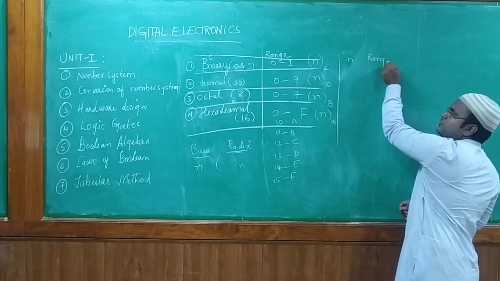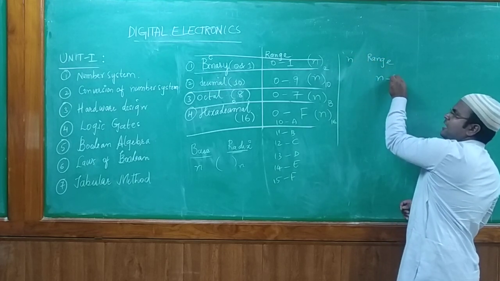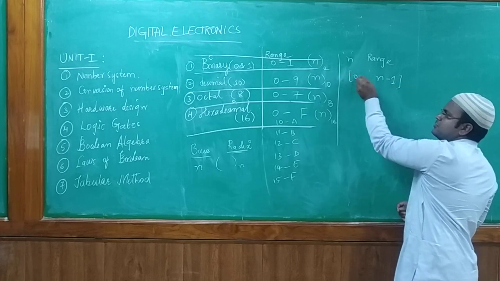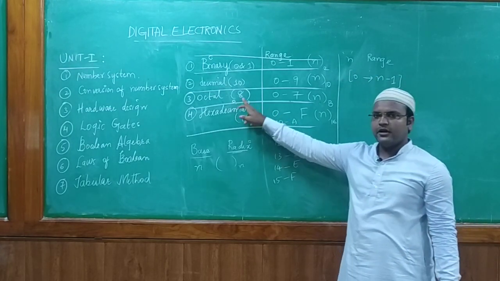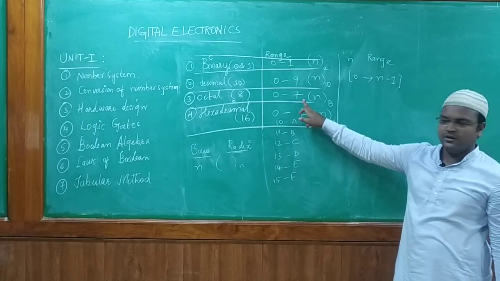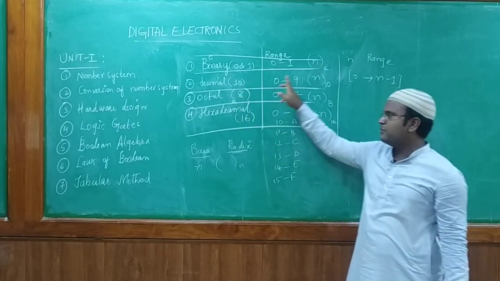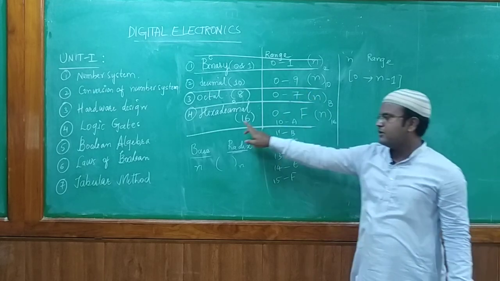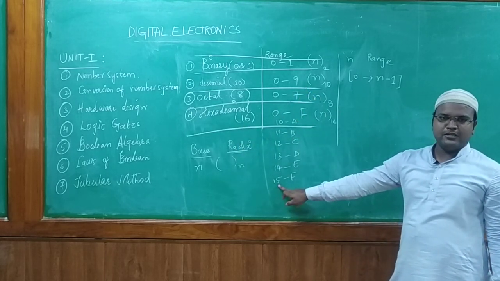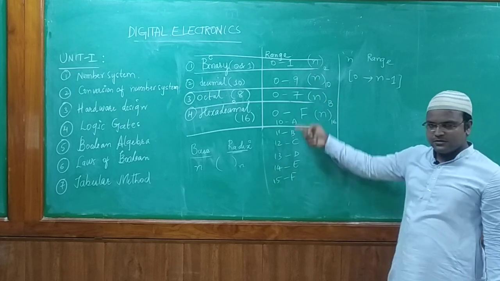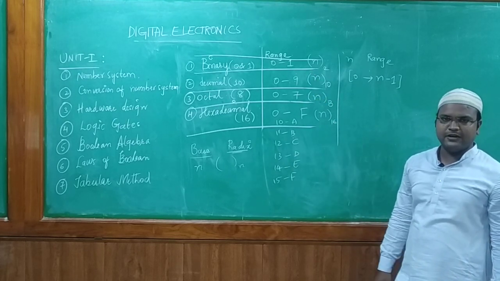In order to do that, I have to write that the last digit should be from 0 to n minus 1. That means if the base is 8, it has to be 8 minus 1, which is 7. If the base is 10, then it has to be 10 minus 1, which is 9. If the base is 16, then it is 16 minus 1, which is 15. So this is the way the number system has been designed.